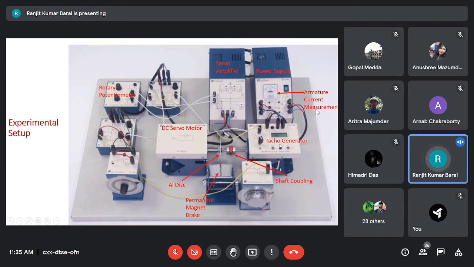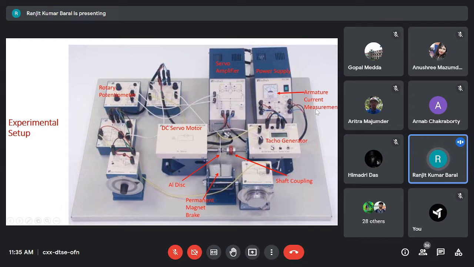Now, the tacho generator is a very costly device. It's a sensor. All sensors are very costly, and the cost depends on its accuracy and measuring range. So the tacho generator is a very costly, sensitive device, a sensor.